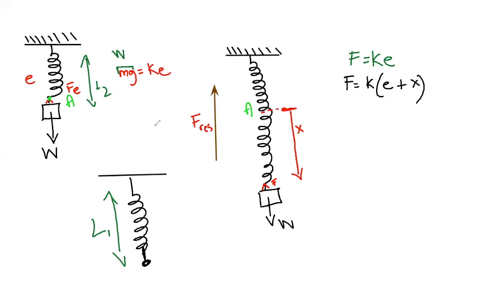Now, answering Eliza's question, if you want to find E, the extension, what would you do, Eliza? I have L1 and I have L2. What would you do if you want to find extension? Hey, Eliza, are you there? Yeah, L2 minus L1. So E is L2 minus L1. So this is my extension.